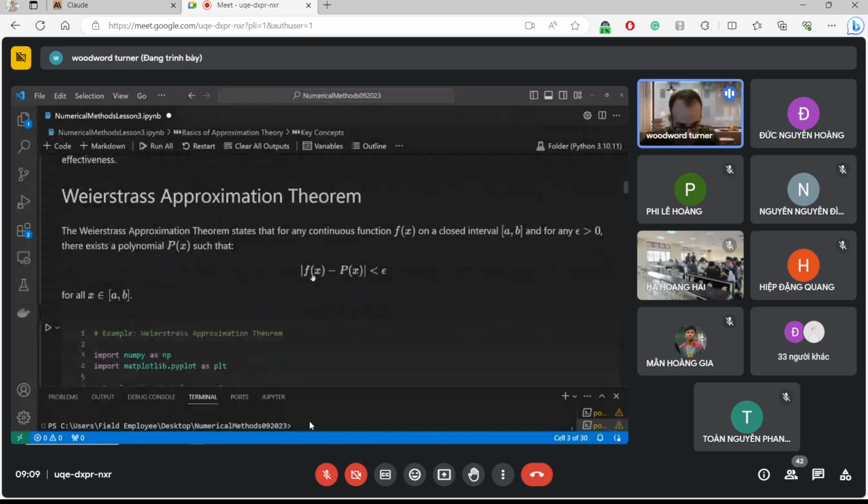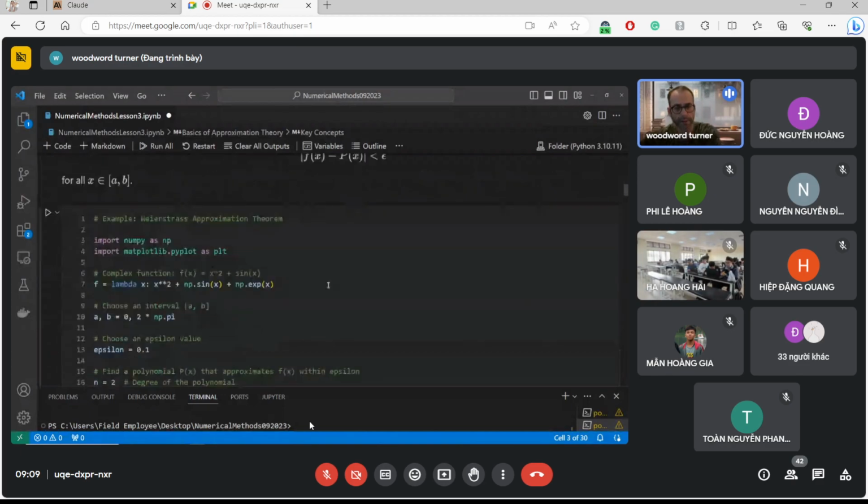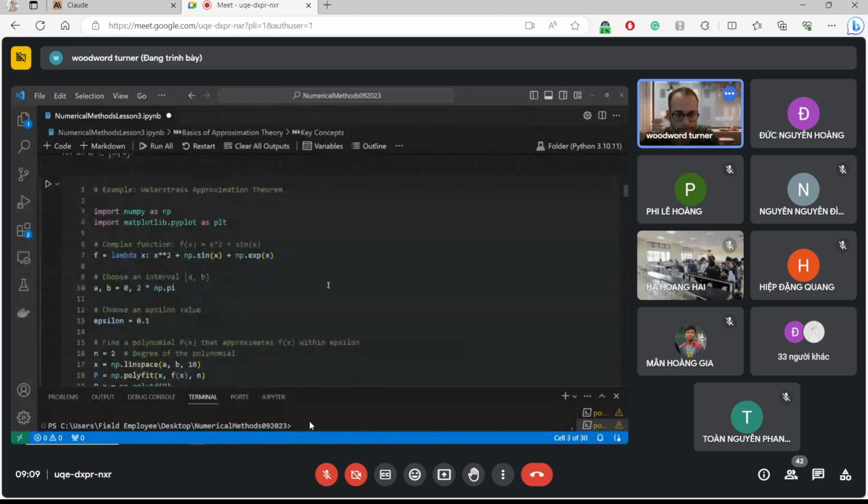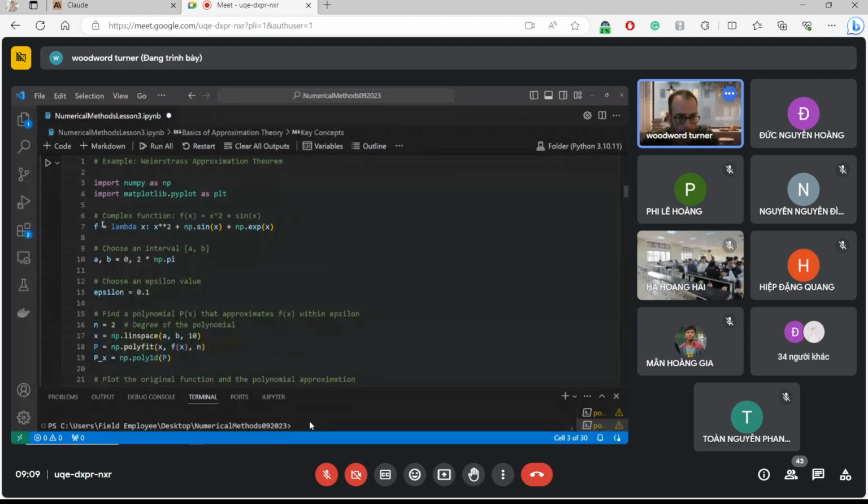So here I've created a little example of the Weierstrass approximation theorem. And I'm just using the mathematics library NumPy in Python, and then a plotting library matplotlib so that we can see what's going on. So first I start with a complex function, and by complex I don't mean complex valued, I mean it's just complicated, right? There's two different synonyms for that word.